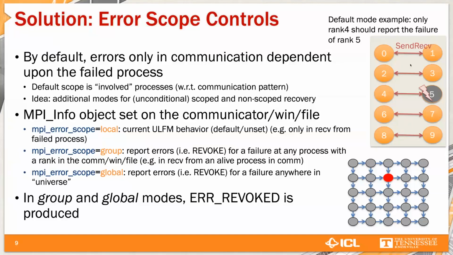But you can also set your communicator to report all errors that have happened in the group of the communicator. So if your library wants to be able to recover every time there is an error in the group, even if the operation currently ongoing is not an operation that spans the entire group, you set that mode and you will get an error for every failure that happened in the group of the communicator. And then you can set it to global, in which case you will get an error for every process that fails anywhere in the universe.